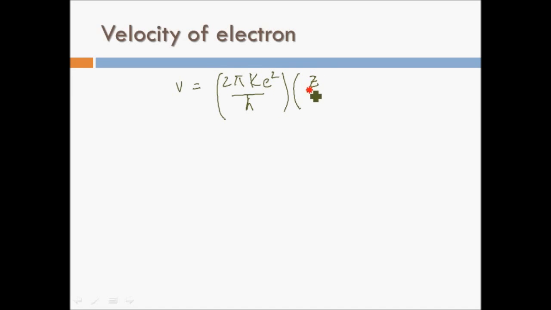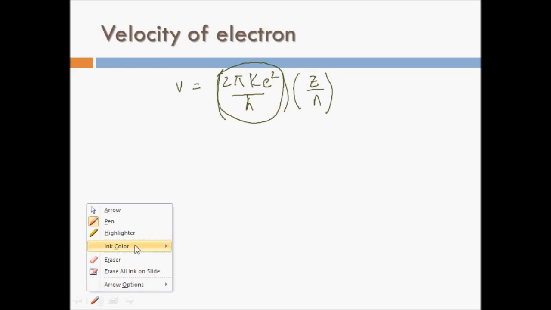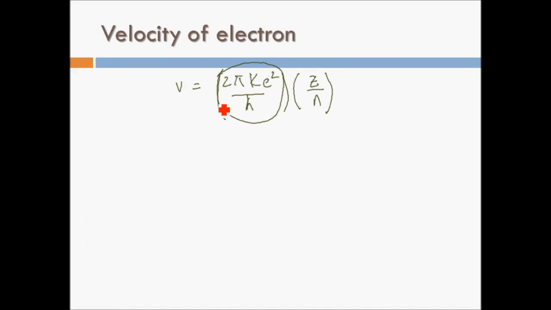Why I have written it in this form? Because this part, 2 pi k e square by h, is actually a constant. We don't have to know the name of that constant, but this is going to be constant. Every variable here is actually a constant. So the velocity of any electron cannot depend on these values. It will only depend on the z value and the n value. And the numerical value of this constant comes out to be 2.18 into 10 to the power 6 meter per second.